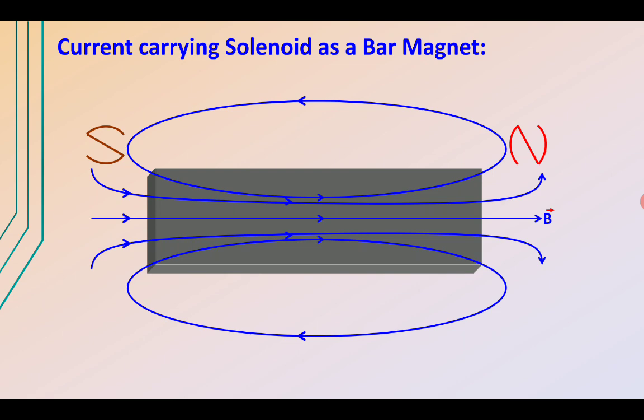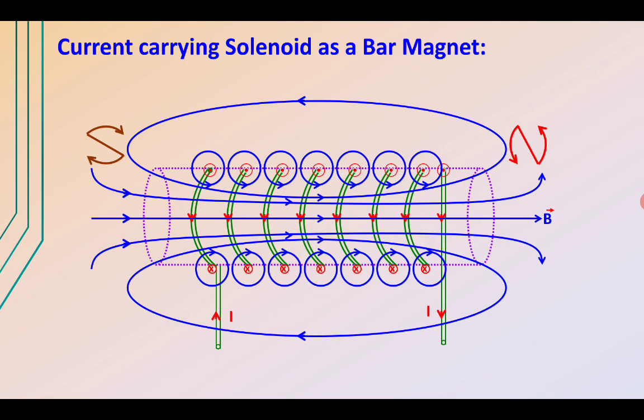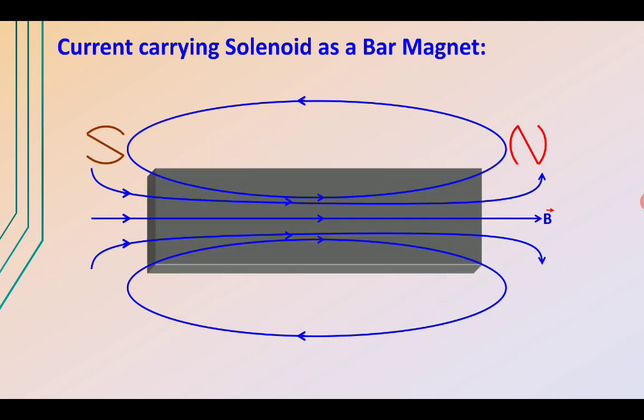As in the case of a magnet, we have one end as the north pole and the other end behaving as a south pole. So this current carrying solenoid also behaves as a bar magnet. We are generally in the habit of saying that a current carrying solenoid is actually a bar magnet, and we use solenoids in electromagnetism to produce strong electromagnets for our purposes, such as in industries.